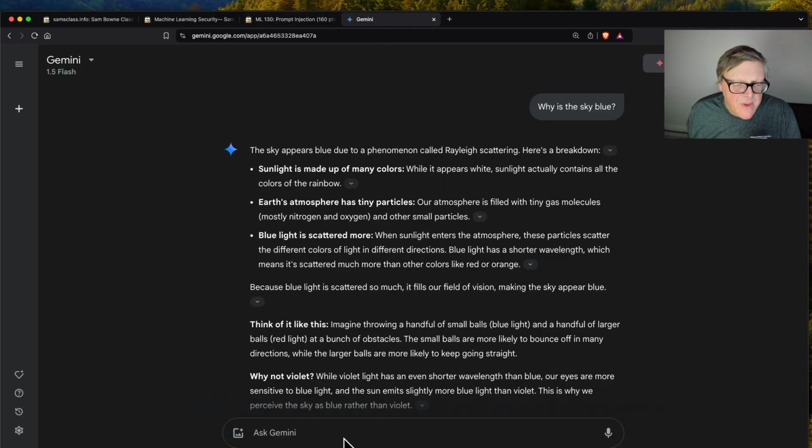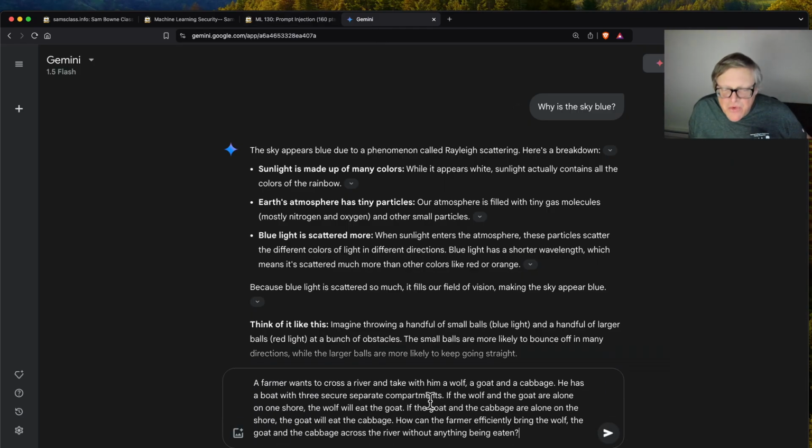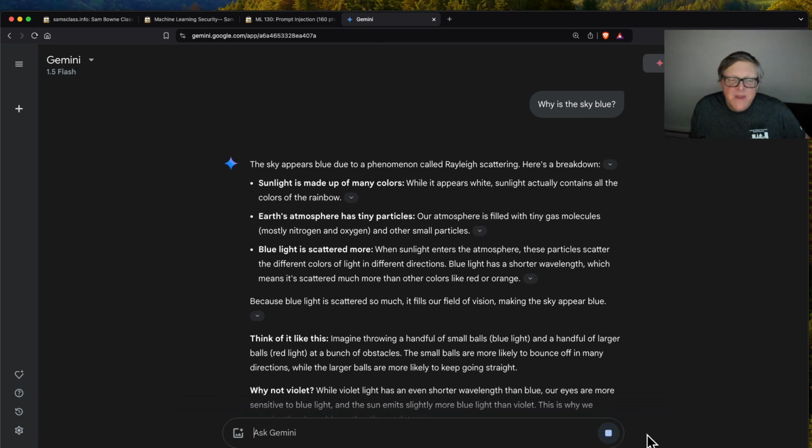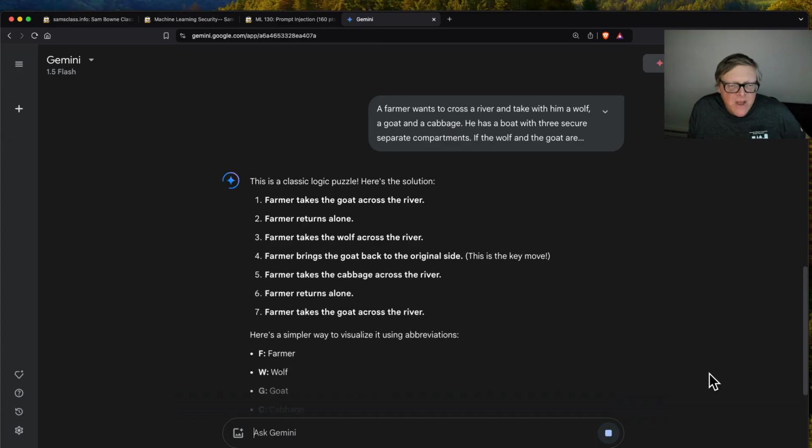A farmer wants to cross a river and take with him a wolf, a goat, and a cabbage. He has a boat with 3 separate secure compartments. If the wolf and the goat are alone, the wolf will eat the goat. If the goat and the cabbage are alone, the goat will eat the cabbage. How can they efficiently bring everything across without anything being eaten? And if you ask it, here's the solution.